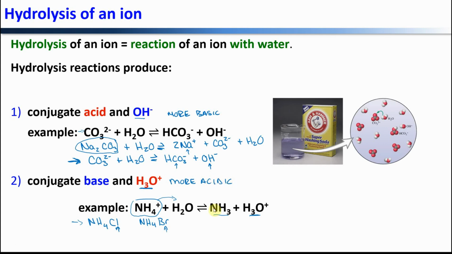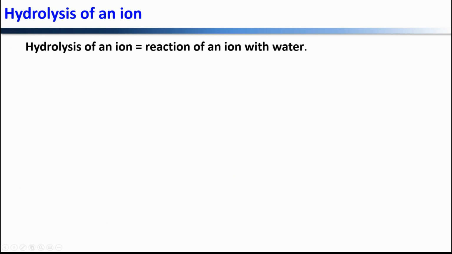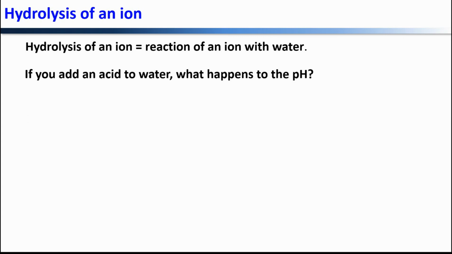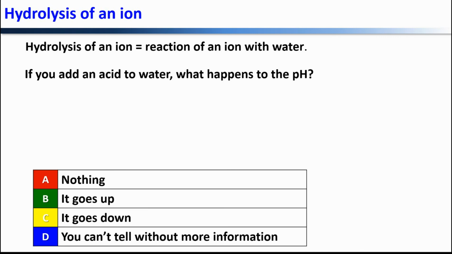So let's take a look. We want to recap some things before we start doing some math with this. So we are talking about hydrolysis of an ion, the salt ion reacting with water. And if I add an acid to water, what's going to happen to the pH? Is it going to go up, go down, nothing's going to change, you can't tell without any more information? Good, yeah, it's going to make it more acidic, so the pH is going to go down, right? Acid to water, pH goes down.